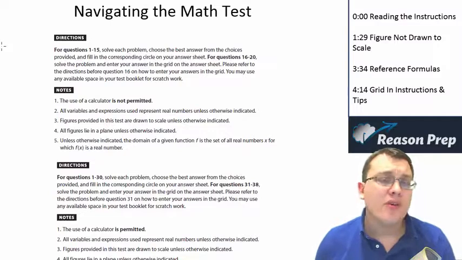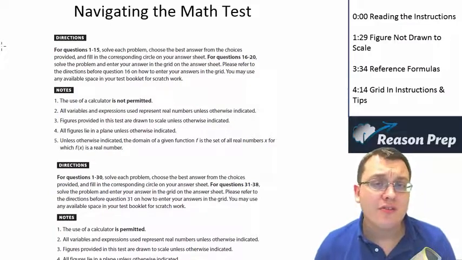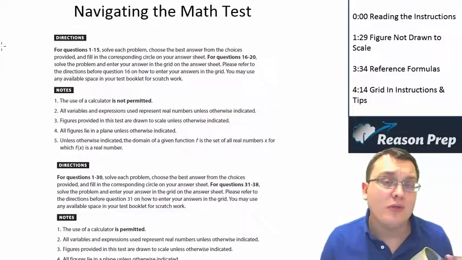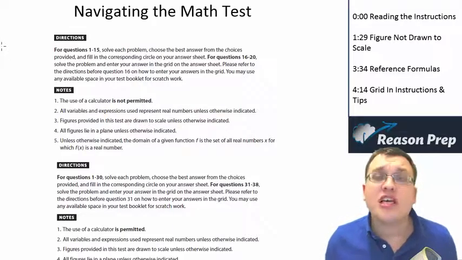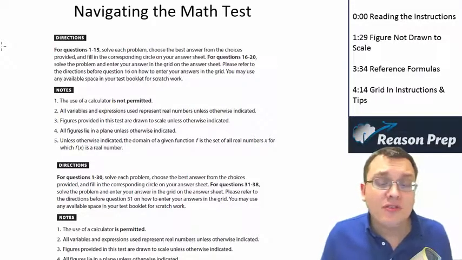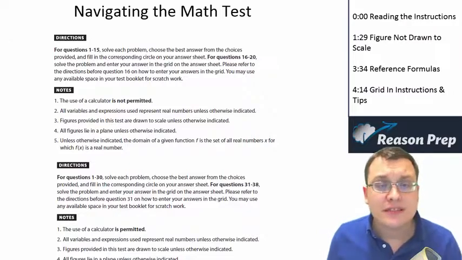Let's run through some additional features of the math tests so that you can clear them away now. You don't have to read them or deal with them later, in addition to giving you some tips on grid-ins and some tips on some other aspects of this test. So first, let's begin by reading the instructions so that we never have to do it again.